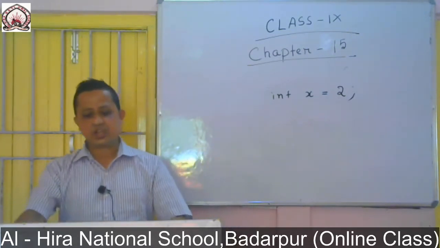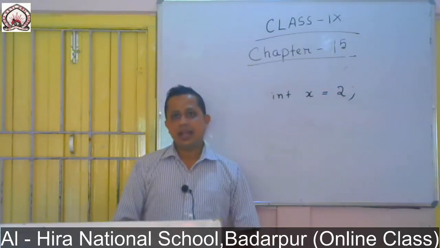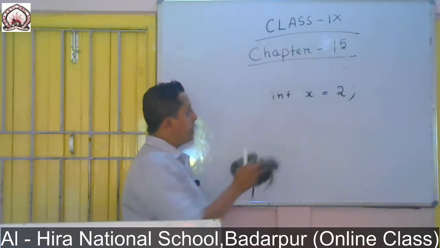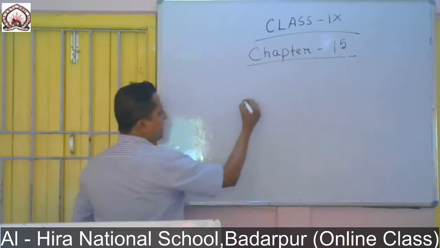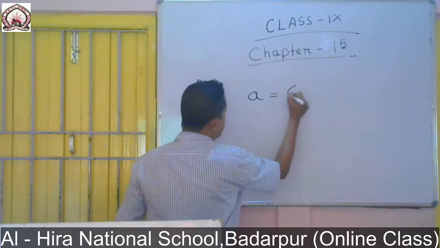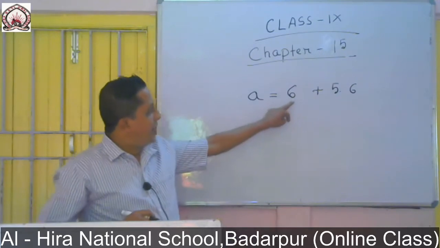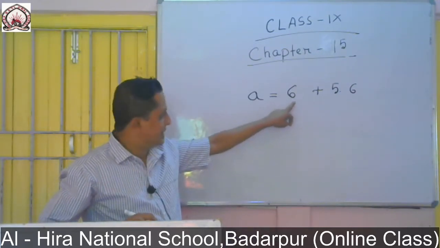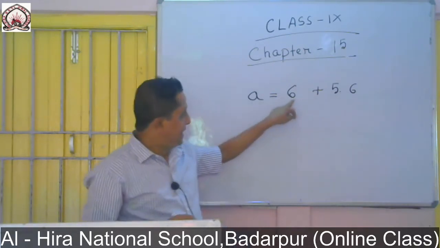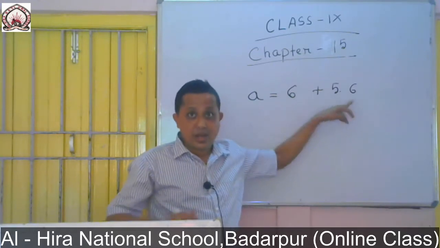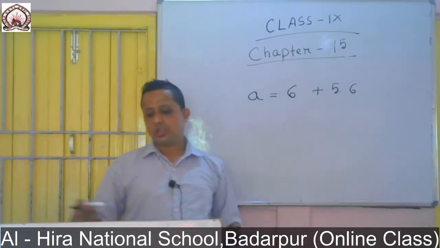Now data type conversion. Basically we can convert a type in two ways: one is implicit and another is explicit. Now what do we mean by implicit and explicit conversion? Say a is equal to 6 plus 5.6. Here 6 is an integer, 5.6 is a real constant, or you can say a floating number. Integer plus floating: what should the result be? The result should be integer or floating. Actually, a rule is there.